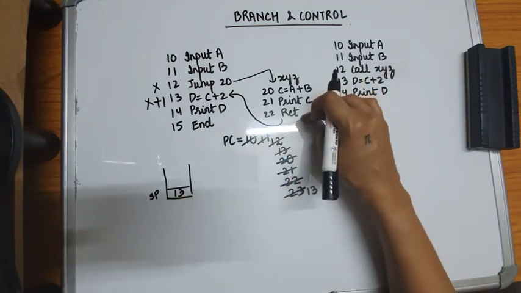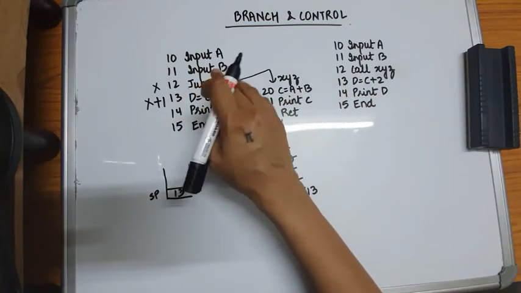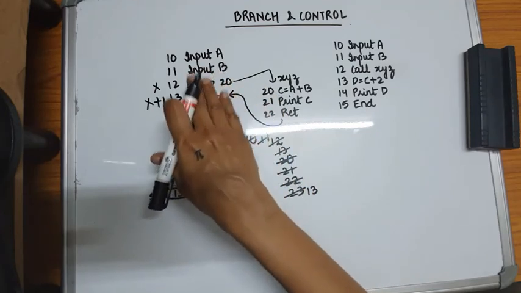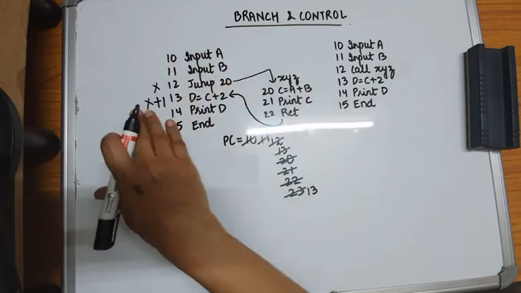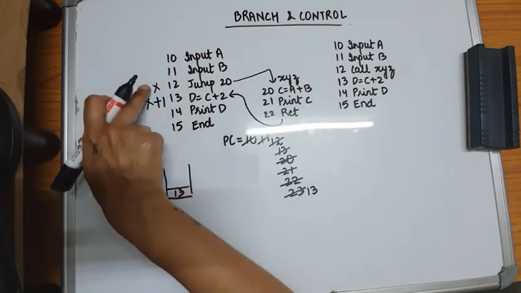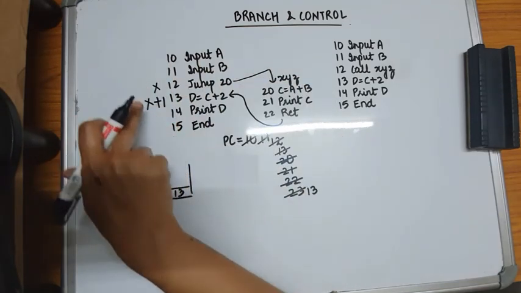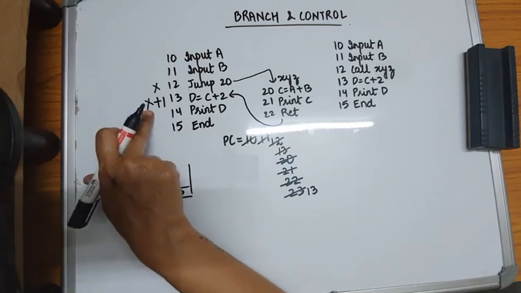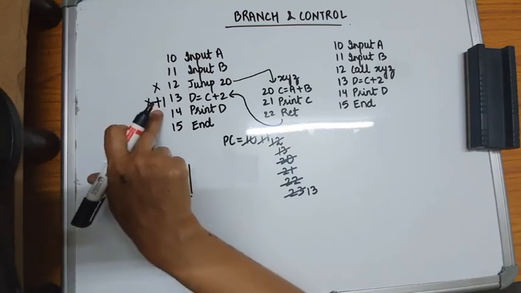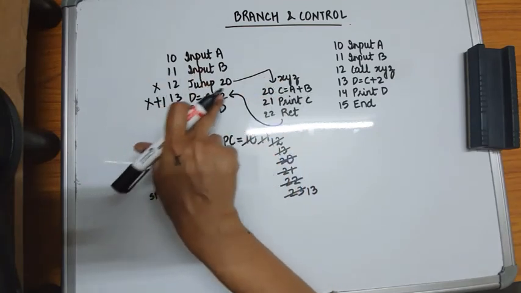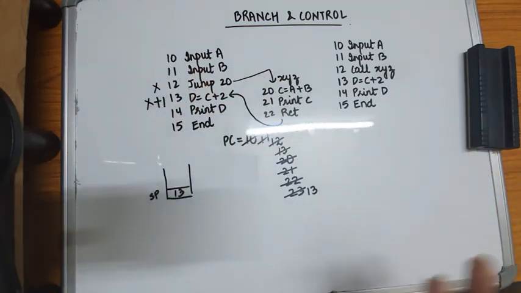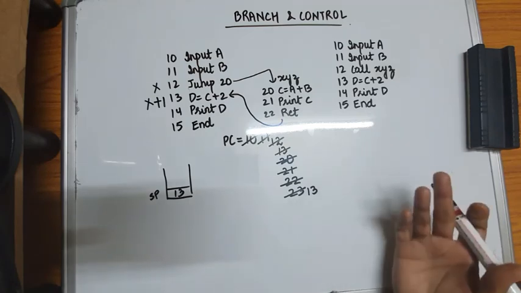The jump instruction makes the transfer from the main program to the subprogram, and return ensures the transfer back to the main program. If the jump happened at X, then the return will happen at X plus 1. So now the next instruction that will be fetched after the subprogram has been executed will be D equals to C plus 2. This is how branch and control happens.